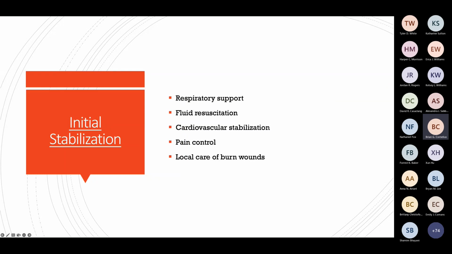So we're going to shift from what's going on to how do we manage these patients. And this is really when it's going to come into play for you guys.